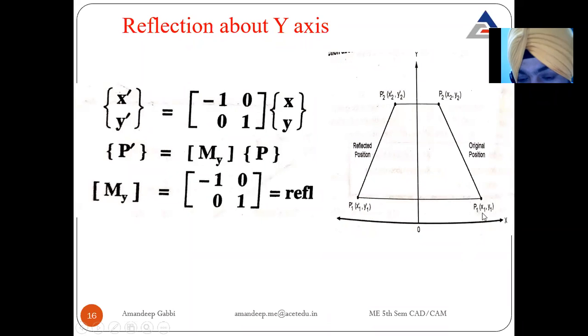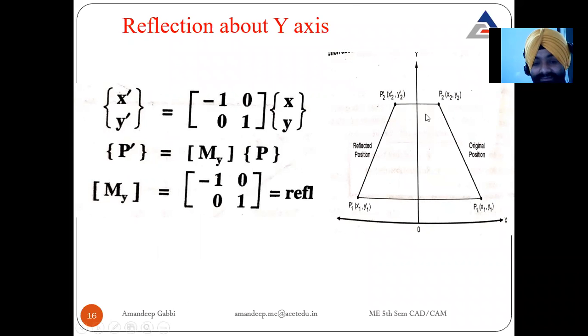But the only difference is x was initially 5, right? And after reflection, it has become minus 5. It has moved to the left hand side of 0. Similarly, here x2 is positive, and after reflection, it is reflected to x2 dash, which is negative. And on this side it is 1, but on the other side it is minus 1. So in this case, x is going to change and y is going to be stable, right? Whatever the y will be, it will be the same after reflection, particularly when it is reflected about y axis.